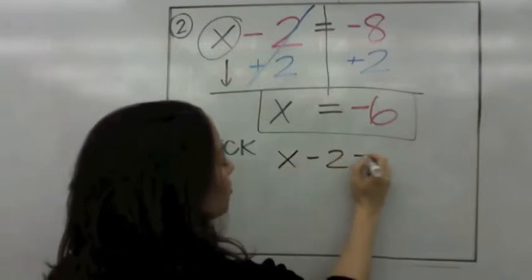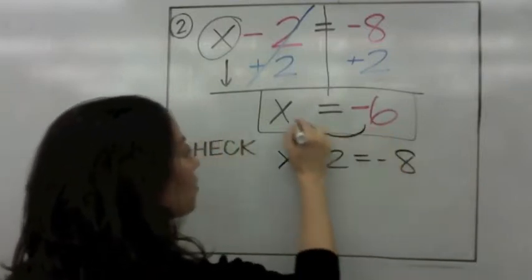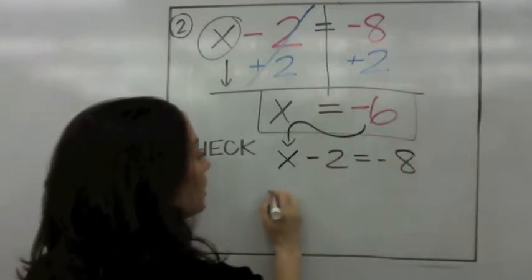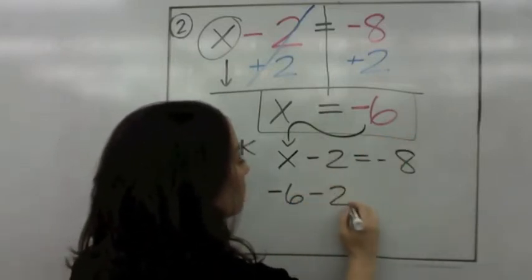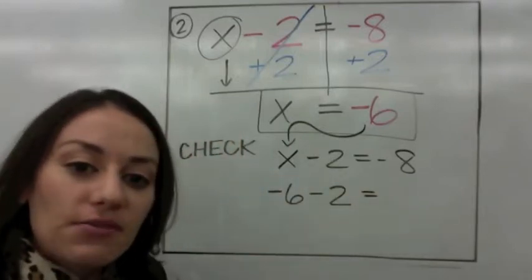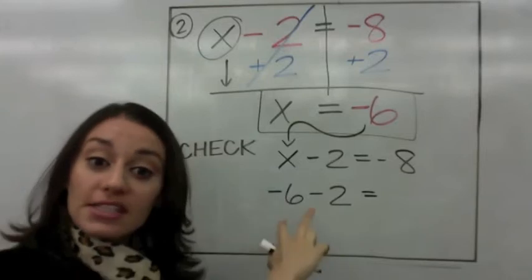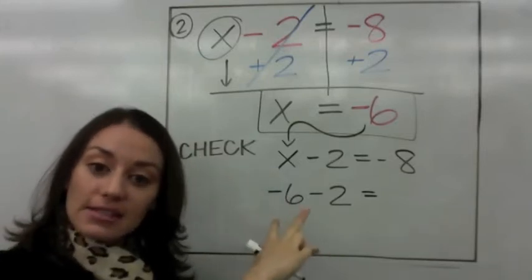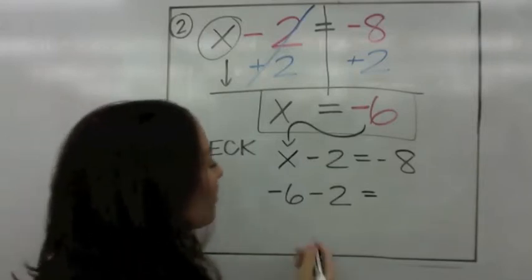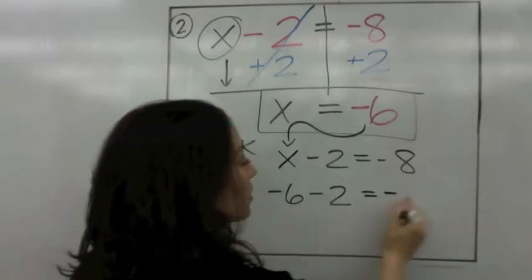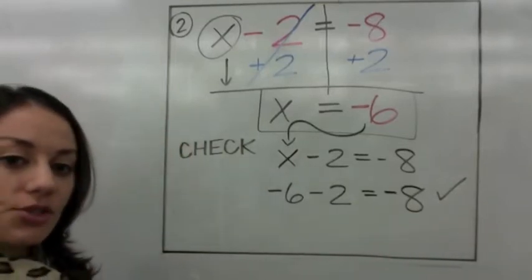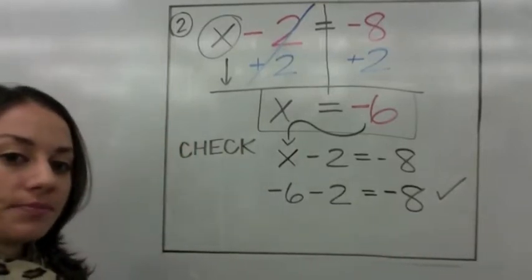X minus 2 equals negative 8. If you substitute negative 6 in the place of x, you're going to get a negative 6 and a negative 2. What is negative 6 minus 2, or negative 6 and negative 2? Do they have the same signs? Yes. So you say same signs, add and keep. So you're going to keep the negative. 6 plus 2 is 8. So this is a true statement. So our answer is correct.